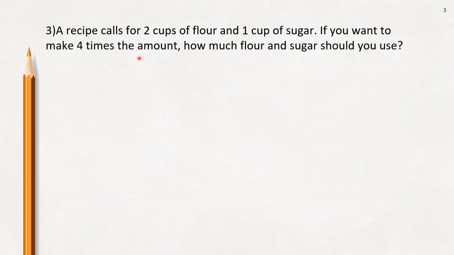To make it 4 times the amount, what do we have to do? We have to multiply each ingredient by 4. So 2 cups of flour into 4 times, we'll get the answer as 8 cups, right? Also sugar. The original recipe calls for 1 cup of sugar, but we want to make 4 times the amount. So 1 cup into 4 equals 4 cups.